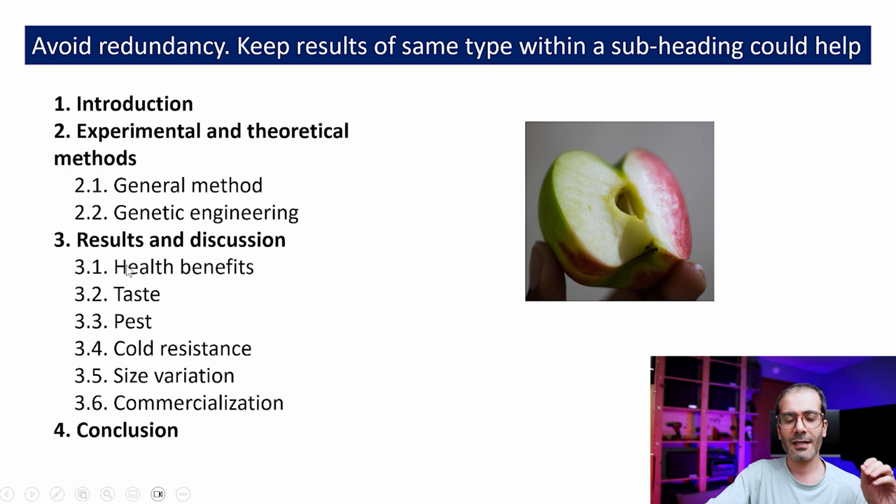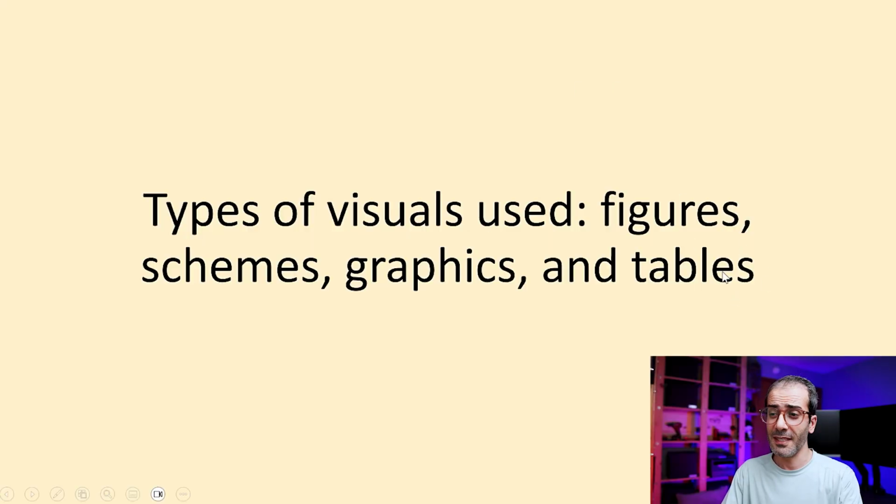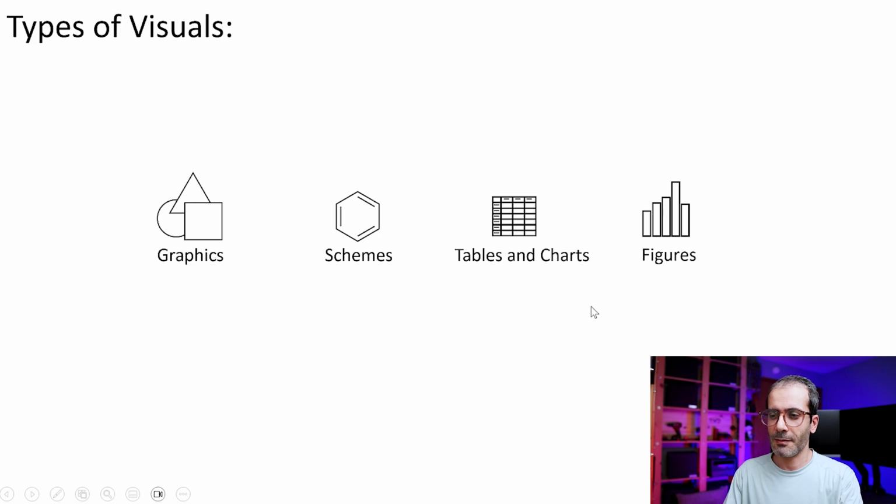And if we go to that imaginary example, the bicolored apple, you can see the results and discussion has 6 sections, and each of them is one objective. Now in the next few slides, I'm going to show you different types of visuals that you can use in your paper. You might already know what figure and table mean, but I'm going to explain them all so it makes sense for everyone. The 4 different types of visuals we can have are graphics, schemes, tables and charts, and figures. Now I'm going to explain them one by one.